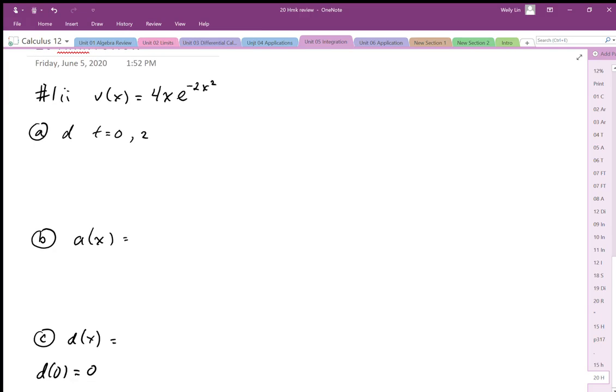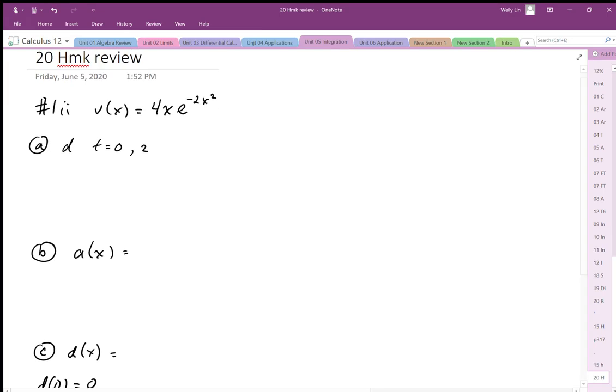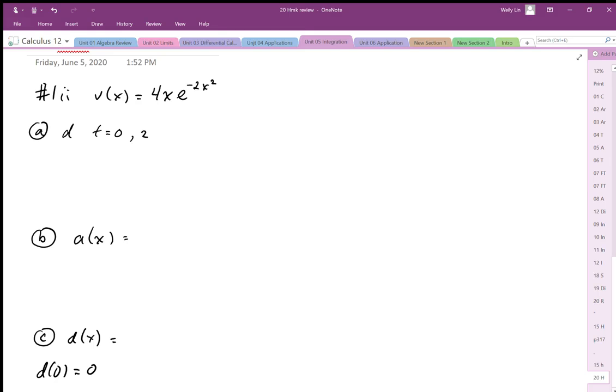These are some solutions for the homework review. So question number 1, part 2 says v of x is 4x e to the negative 2x squared, and it asks for the distance traveled from 0 to 2 seconds.